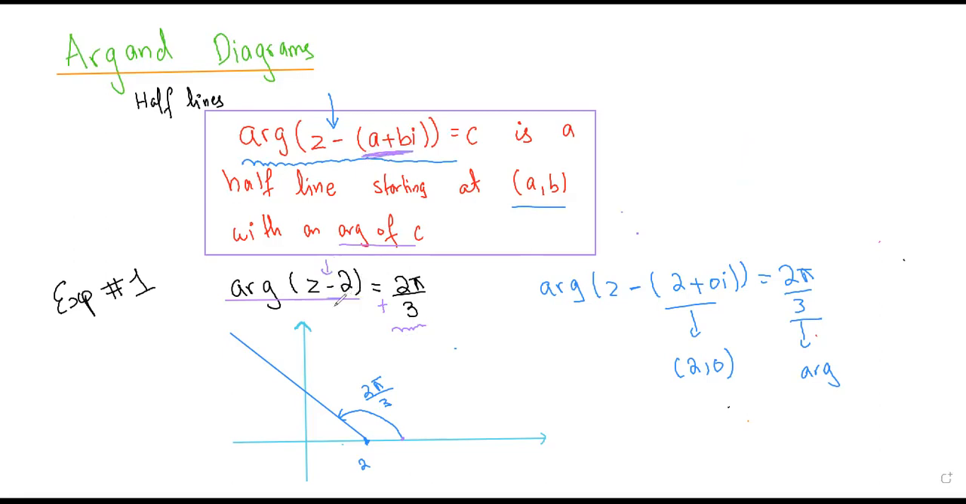We had z minus 2. We do not know how to do that, so we'll just take minus common. We'll write down a, we'll write down b. This would be the starting point. This would be the argument, and that is it. You are not going to extend the line this way because it is a half line.